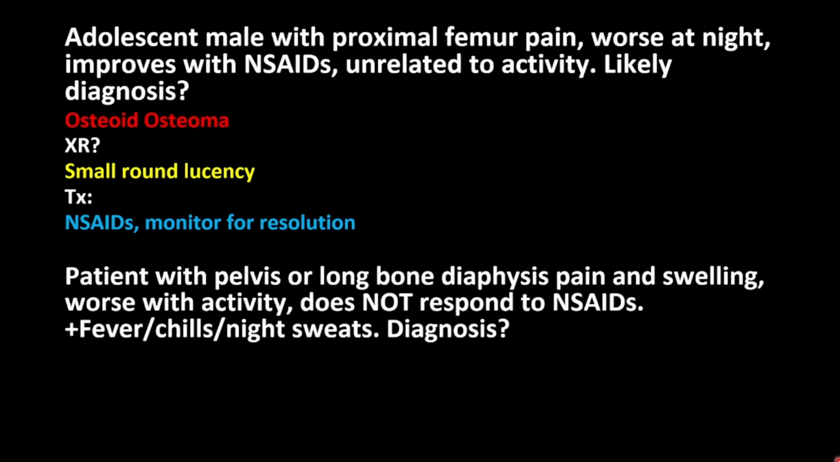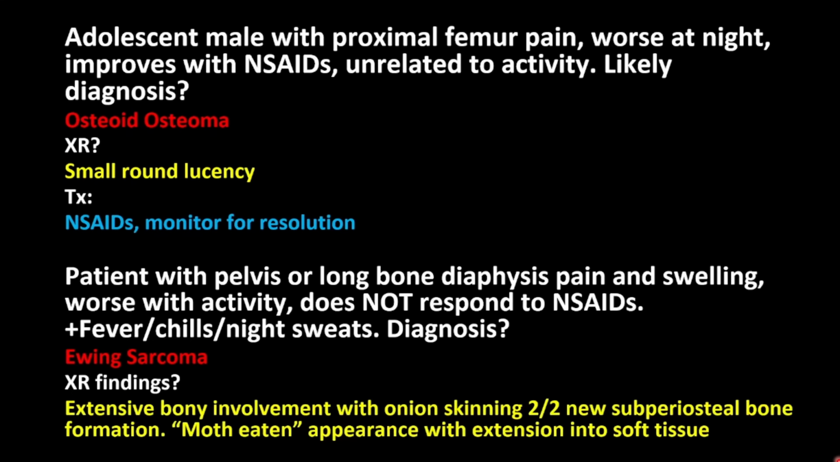Now, a similar patient with pelvis or long bone swelling that's worse with activity does not respond to NSAIDs, and they have fever, chills, and night sweats. What is the likely diagnosis in this patient? So here you'd be concerned about a Ewing sarcoma, and on X-ray you may see the moth-eaten appearance and that onion skinning due to new subperiosteal bone formation.